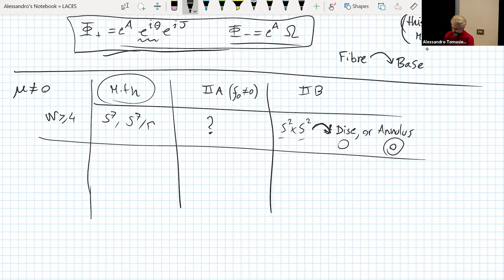So if you know some holography, you know that AdS4 solutions should be dual to three-dimensional CFTs. And these are the so-called Hanany-Witten CFTs. I don't know if these were discussed.